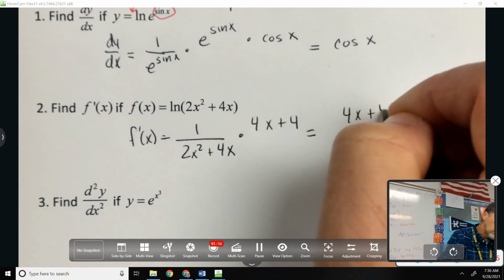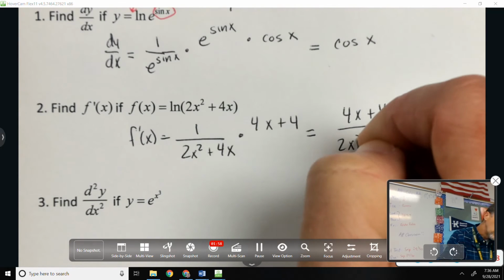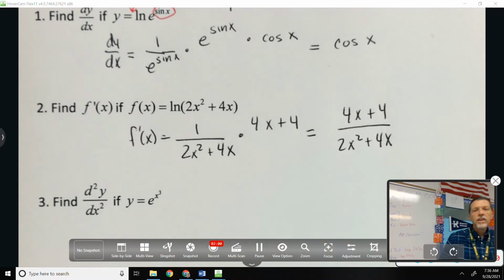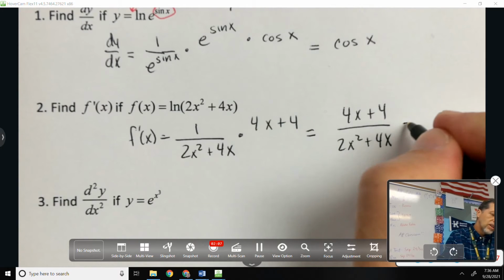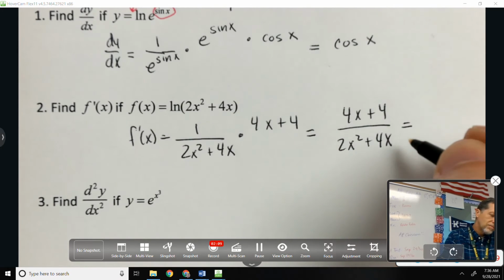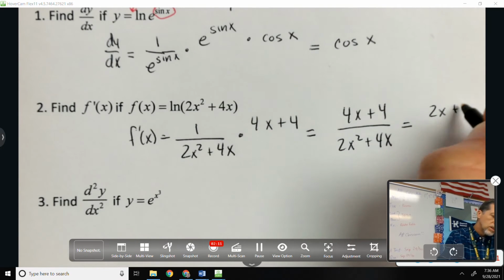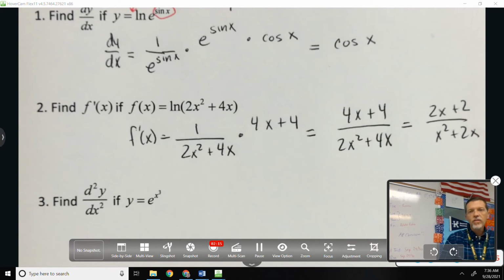Let's see, so 4x plus 4 over 2x squared plus 4x. That's fine as a safe stop. What else could you do if you were looking for a multiple choice answer? You could simplify everybody by 2. So 2x plus 2 over x squared plus 2x. And that's as far as you could take it to simplify.